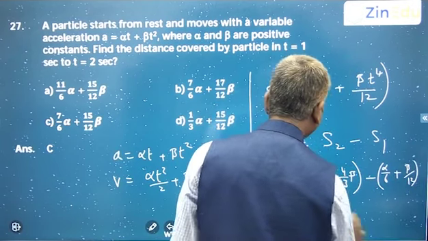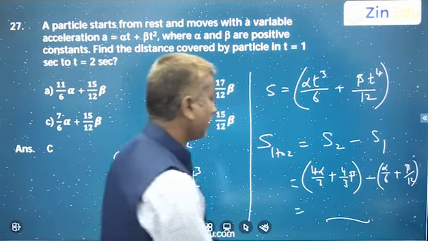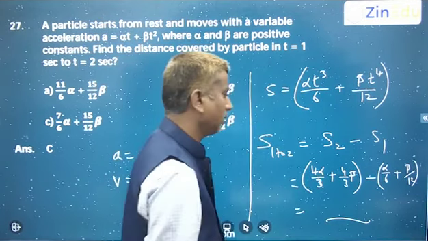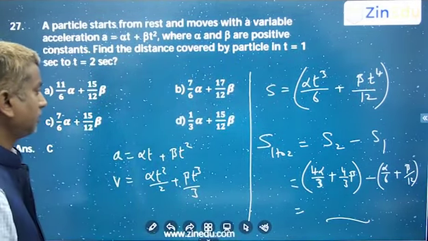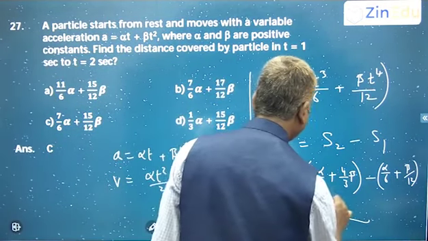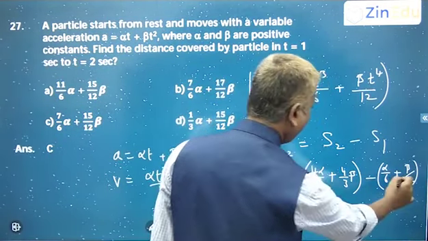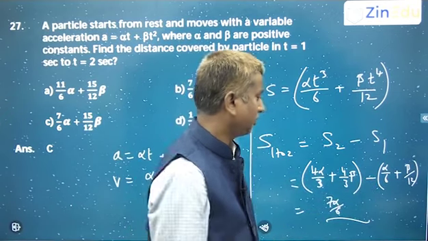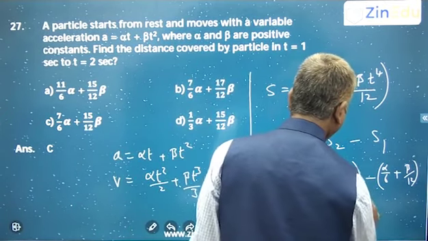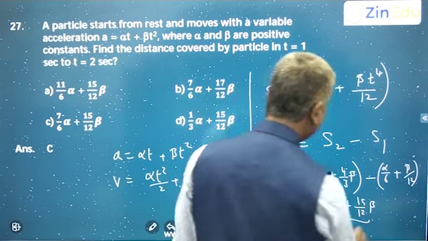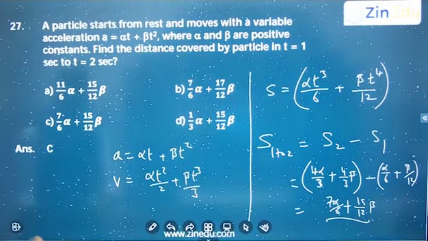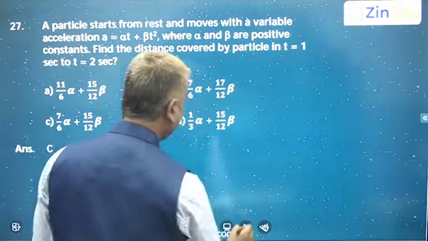The final answer, check it. 4 alpha by 3 minus alpha by 6 will be 7 alpha by 6. And 4 beta by 3 minus beta by 12, that is 16 by 12 minus 1, 15 by 12 beta. So 7 alpha by 6 plus 15 beta by 12 will be the answer. So this is question number 27. Okay, we'll move on to the next question.